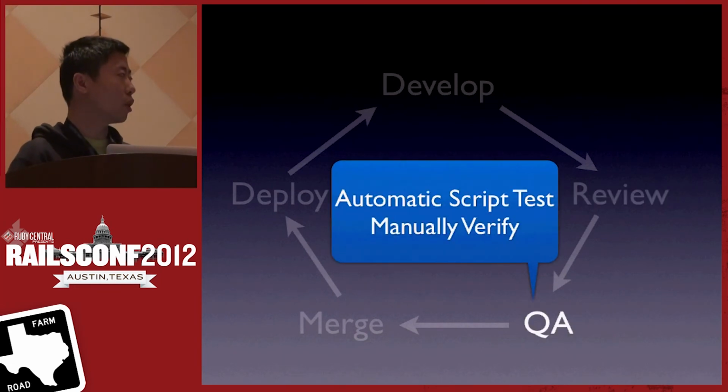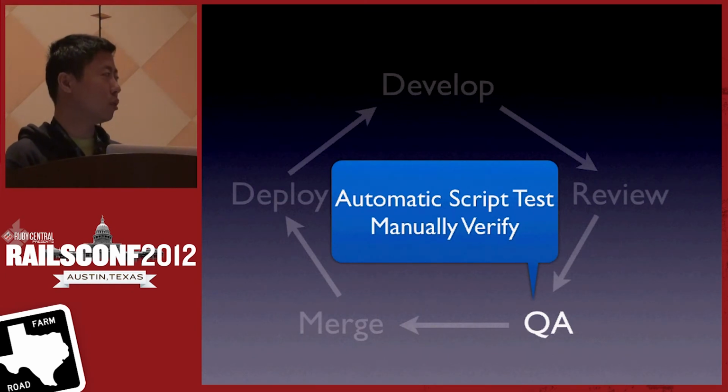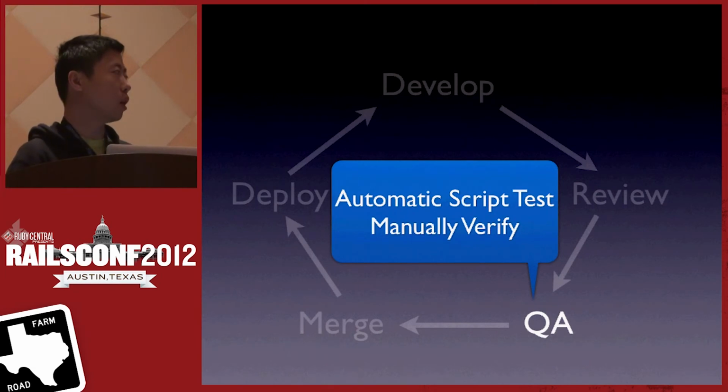And in our QA process, we have a continuous integration test server to guarantee that all the unit tests and integration tests are green. And we also have a lot of script code to run the regression tests automatically. But besides this, we have to manually verify our product.